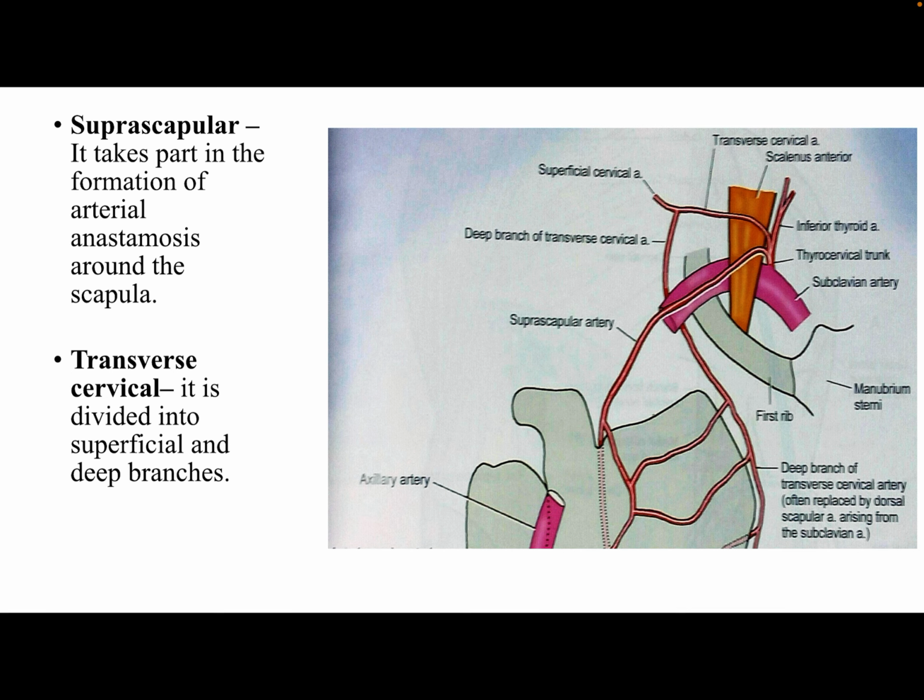The next branch of the thyrocervical trunk is the transverse cervical artery. The transverse cervical artery divides into superficial and deep branches in the posterior triangle. Frequently, the deep branch takes origin directly from the third part of the subclavian artery. In that case, it is called the dorsal scapular artery, which accompanies the dorsal scapular nerve to the back. In such a case, the superficial branch represents the transverse cervical artery and travels along the accessory nerve to the deep surface of the trapezius muscle.